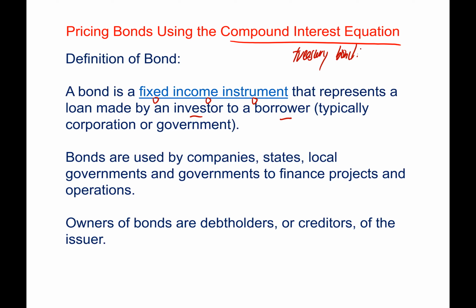For the treasury bond, the investor could be an individual. Could be you. You have some money available, you want to invest in the treasury bond, you can do that. The investor will be an individual, or also companies or corporations, or governments or foreign countries. And then the borrower will be the US government.